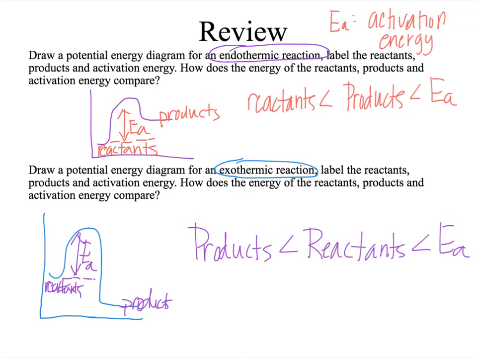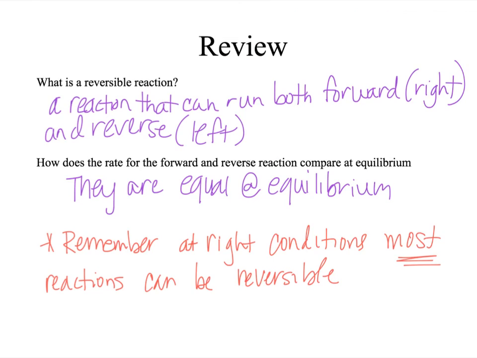It's completely the opposite when we go to exothermic. Because exothermic is releasing energy, our products have less energy than the reactants because energy was released. Again, activation energy is from the energy level of the reactants to the top of the peak. This time our products have less energy than our reactants, and our reactants have less energy than our activation energy. All right, let's move on to the next slide.